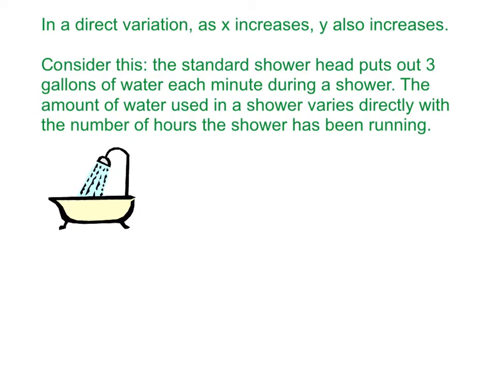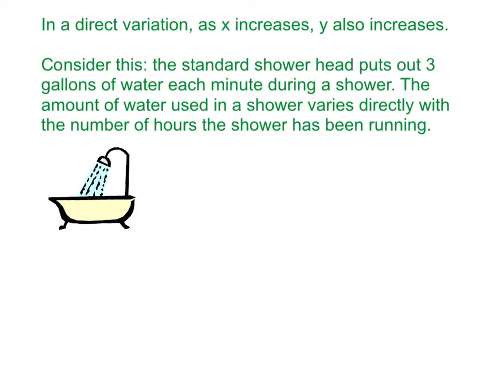Okay, so in a direct variation, you're going to use x and y. As x increases, y also increases, and we're going to consider a simple situation. The standard shower head puts out 3 gallons of water each minute during a shower. The amount of water used in a shower varies directly with the number of hours the shower has been running. So, you read that right, and it may have shocked you, but 3 gallons per minute.